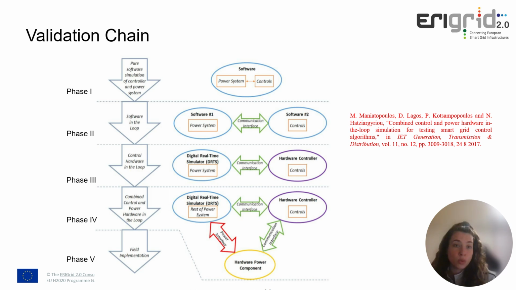And that's where we come to the final phase before actual field deployment. The final stage combines control hardware in the loop and power hardware in the loop. Now, the digital real-time simulator interfaces not only with the controller hardware, but also with real power components like inverters, motors, and generators. This hybrid setup offers the closest laboratory approximation to real-world operation, enabling validation of the control system's functionality, hardware integration, and performance on a realistic but safe platform.